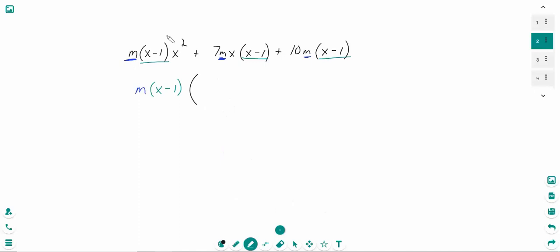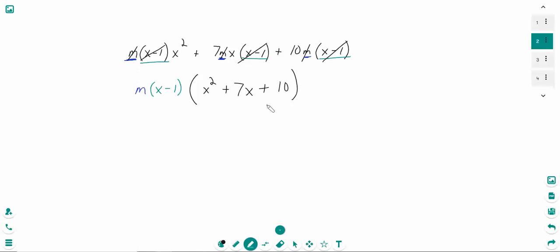Well, the m, we're just going to lose the m when we divide that out, and the x minus 1, we're going to lose the x minus 1. That leaves us with x squared plus 7. And then again, we're going to lose the m. We're going to lose the x minus 1. So we're left with 7x plus, losing the m, losing the x minus 1, 10. And there we have it.